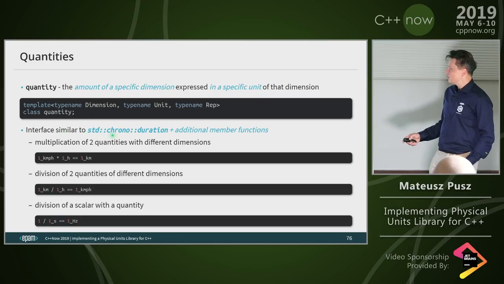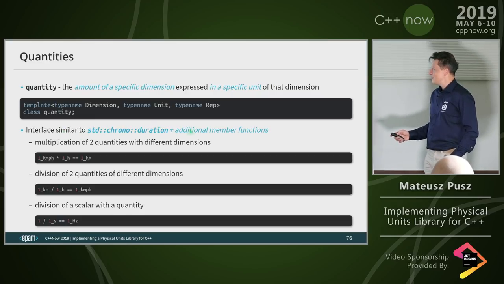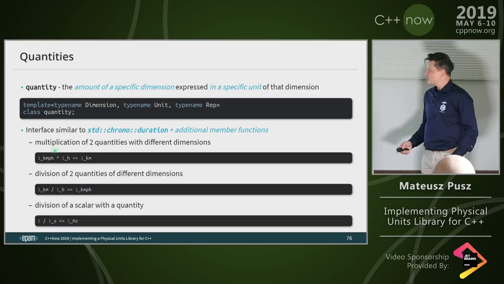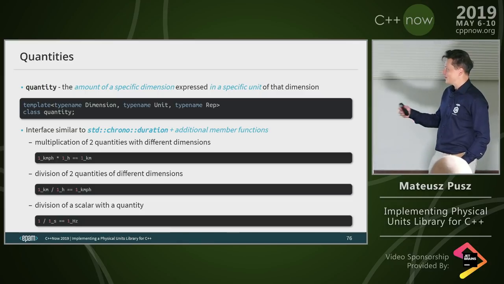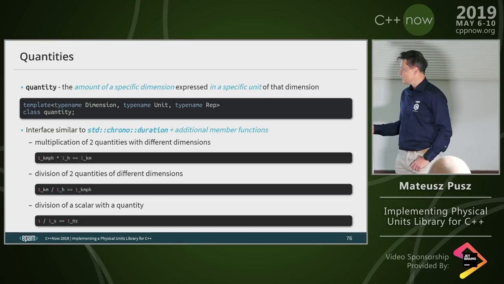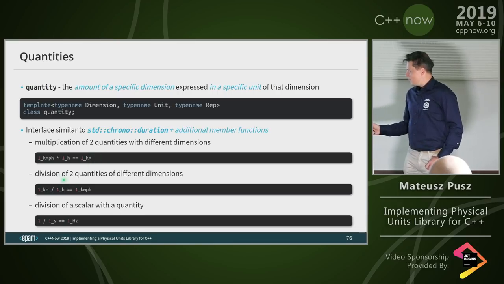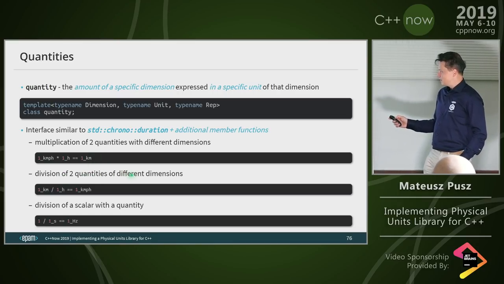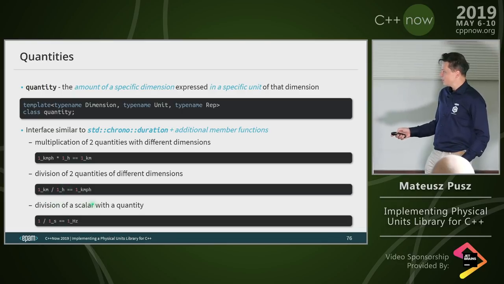The interface is really similar to chrono duration right now, plus additional member functions. So we have multiplication of two different dimensions. This is not supported by ratio, by duration, because we always deal with time there, so we never actually end up with a different dimension. Division of two quantities of different dimensions, in the same case, and division of a scalar with a quantity.